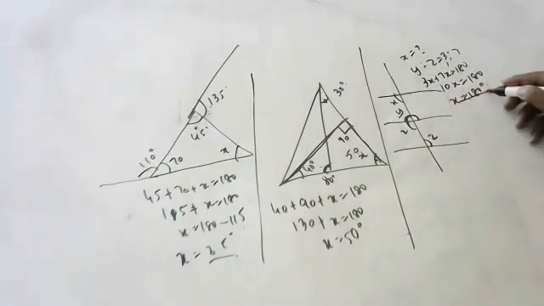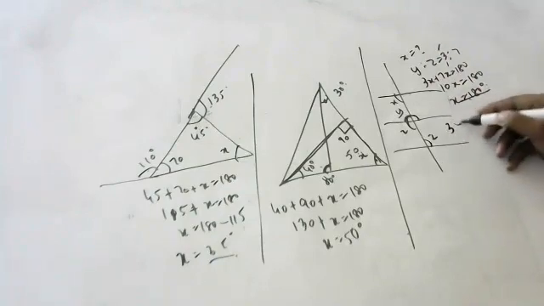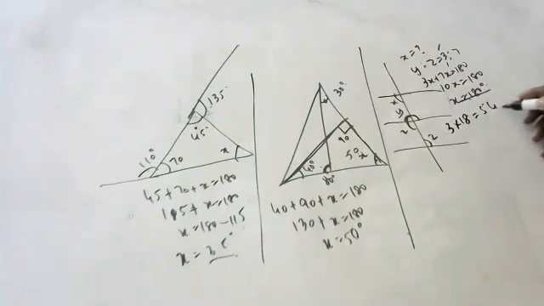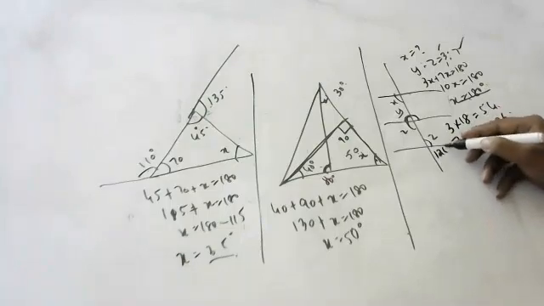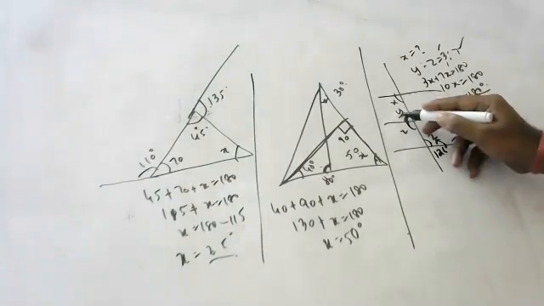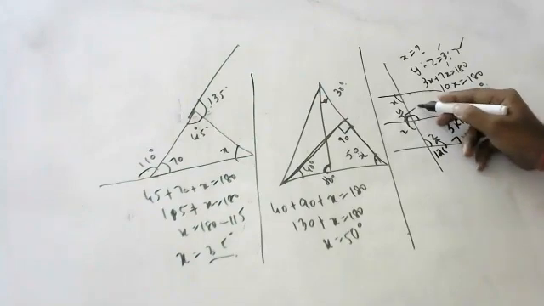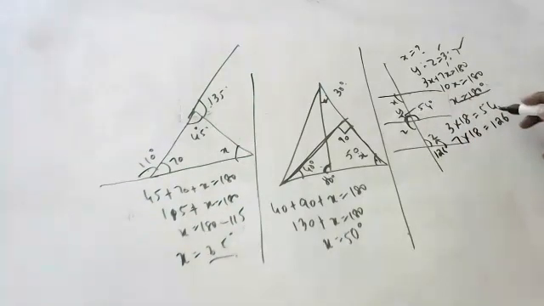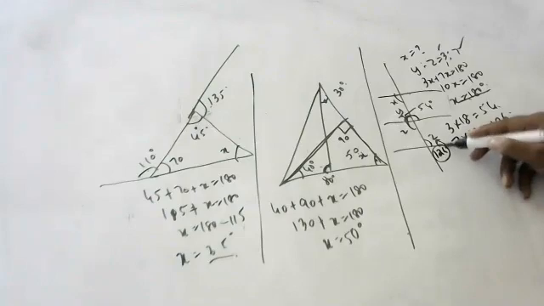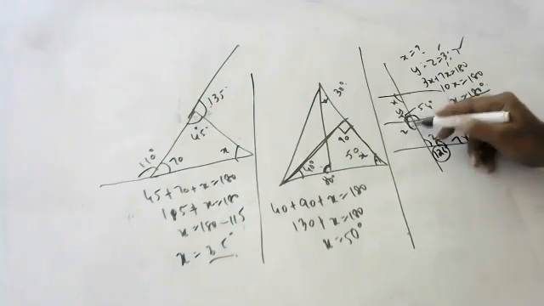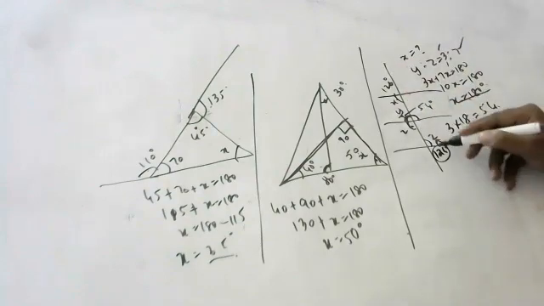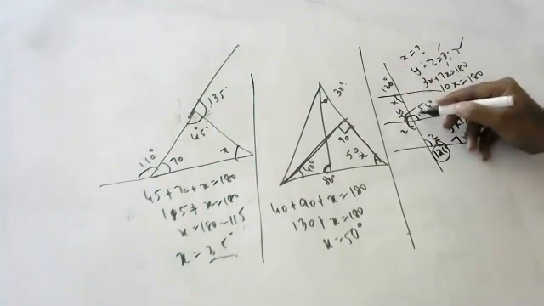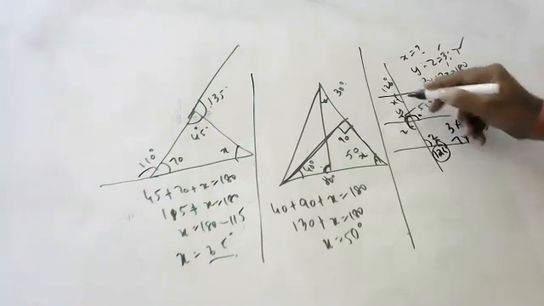It is the ratio, yes, sir. So 3 into 18 is how much? 54. 7 into 18 is how much? 126. So children, this is 126. And this is how much you write? 54. If this is 126, this is also 126. Why, children? Corresponding angles.